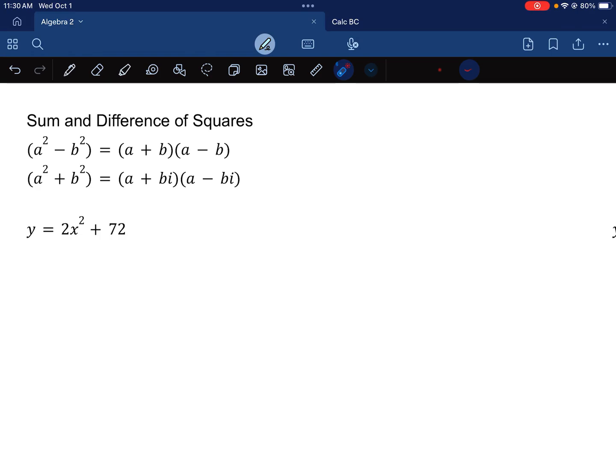All right, friends, it's our last Redemption Day video. We're talking about factoring when we have the sum and difference of squares and the sum and difference of cubes.